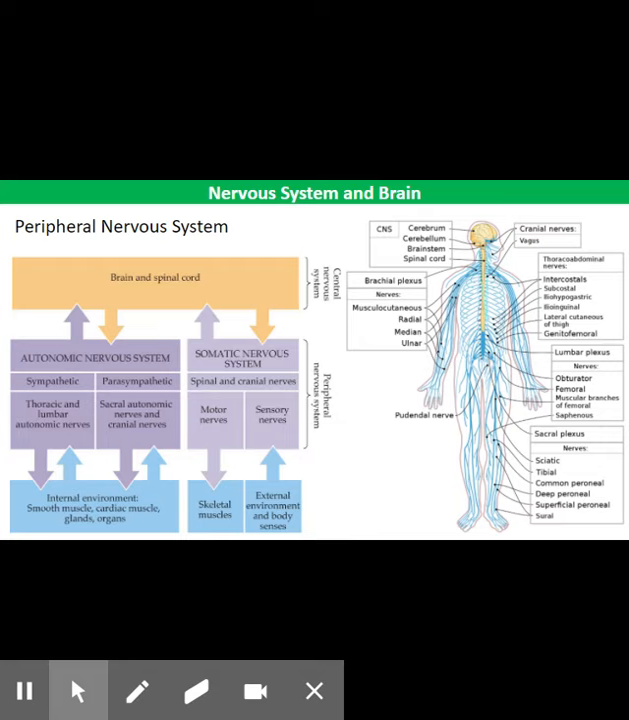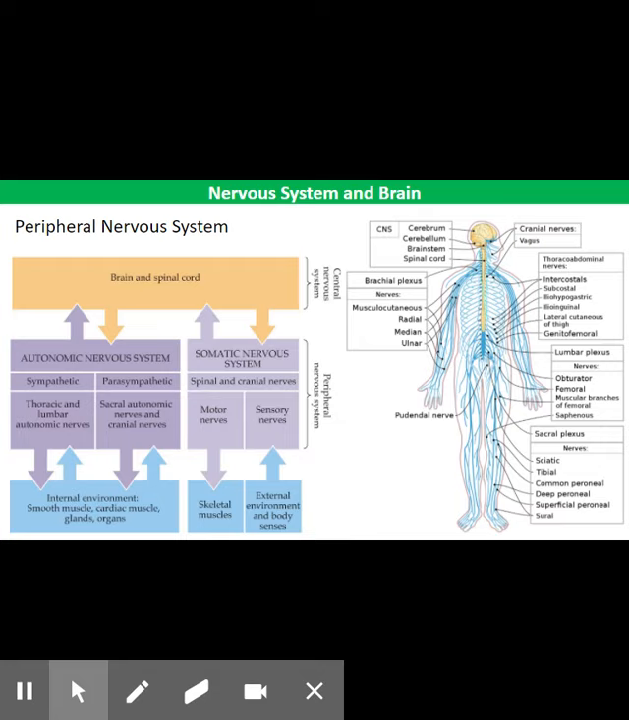On the left-hand side of the slide in front of you, you can see a schematic diagram summarising the organisation of our nervous system. So in orange, you've got the brain and spinal cord, obviously making up our central nervous system. And then you've got the two main branches of the peripheral nervous system, the autonomic and the somatic.